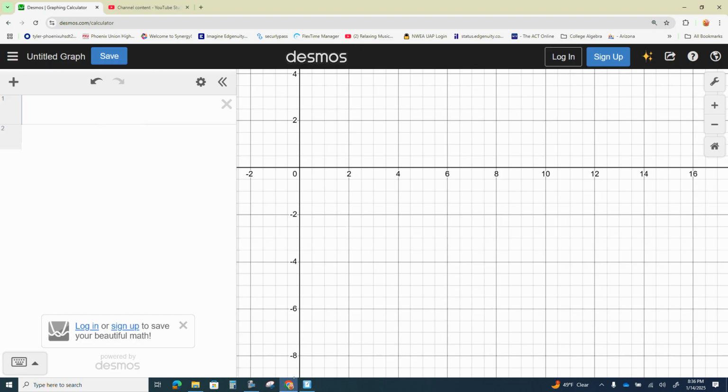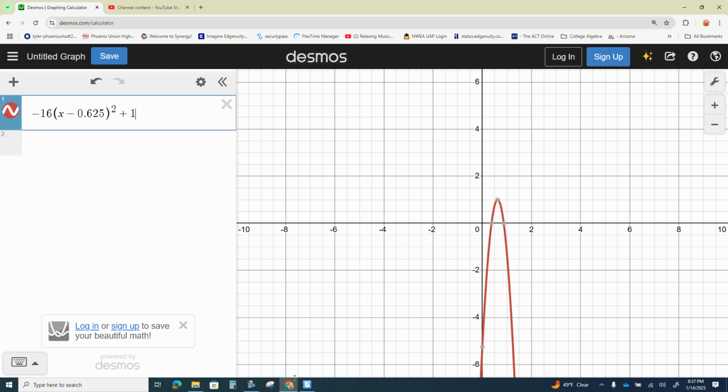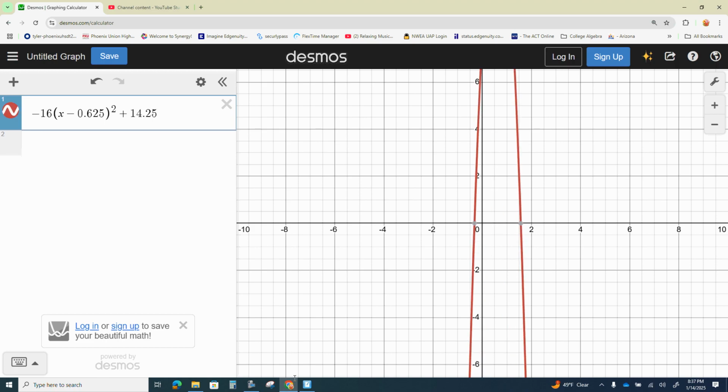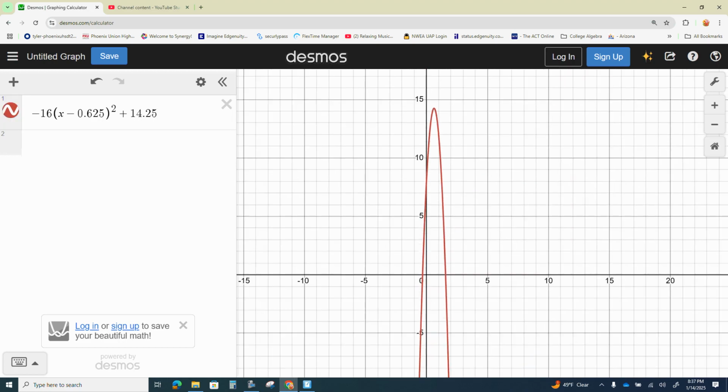All right, so now let's go ahead and get this equation into decimals. So let's go ahead and clear off. I'm going to go back to home. So I have it starting nice and fresh, typing in the equation, -16 times (x minus 0.625) squared plus 14.25. All right, I'm going to have to zoom out a little. We might have to play with our U a little bit here.